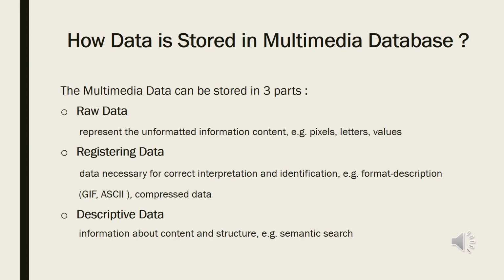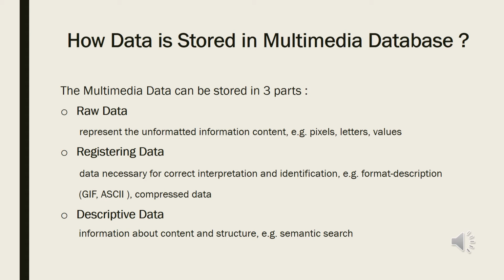So now we are going to tell how data is stored in multimedia database. The multimedia data can be stored in three parts. First is raw data, second is registering data, and the next one is descriptive data. Raw data are generally unprocessed data which represent the unformatted information. Examples of raw data are pixels, letters, values, etc.